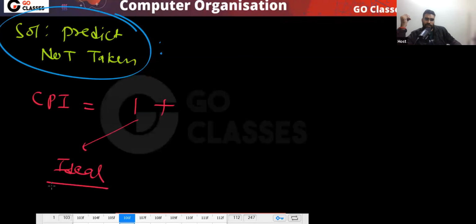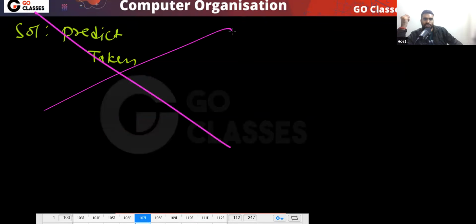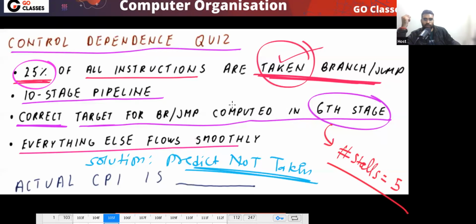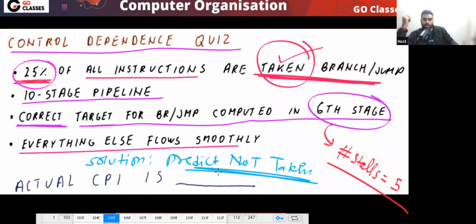This is the ideal. Every instruction will take 1 cycle, plus the penalty. You can notice that 25% of instructions are taken branches. To solve this question for the predict taken solution, the information is not given. The question has not given you the information. So basically, the question is assuming predict not taken.